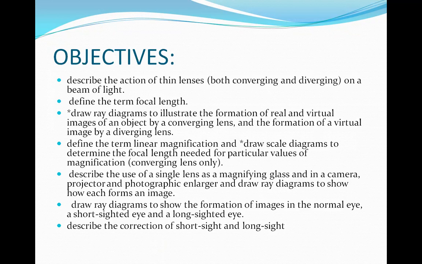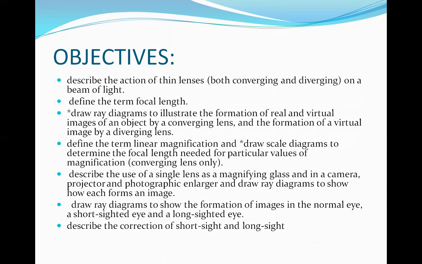magnification. Fifth, describe the use of a single lens as a magnifying glass and in a camera, projector, and photographic enlarger, and draw ray diagrams to show how each forms an image. Next, draw ray diagrams to show the formation of images in normal eye, a short-sighted eye, and a long-sighted eye. Describe the correction of short sight and long sight.